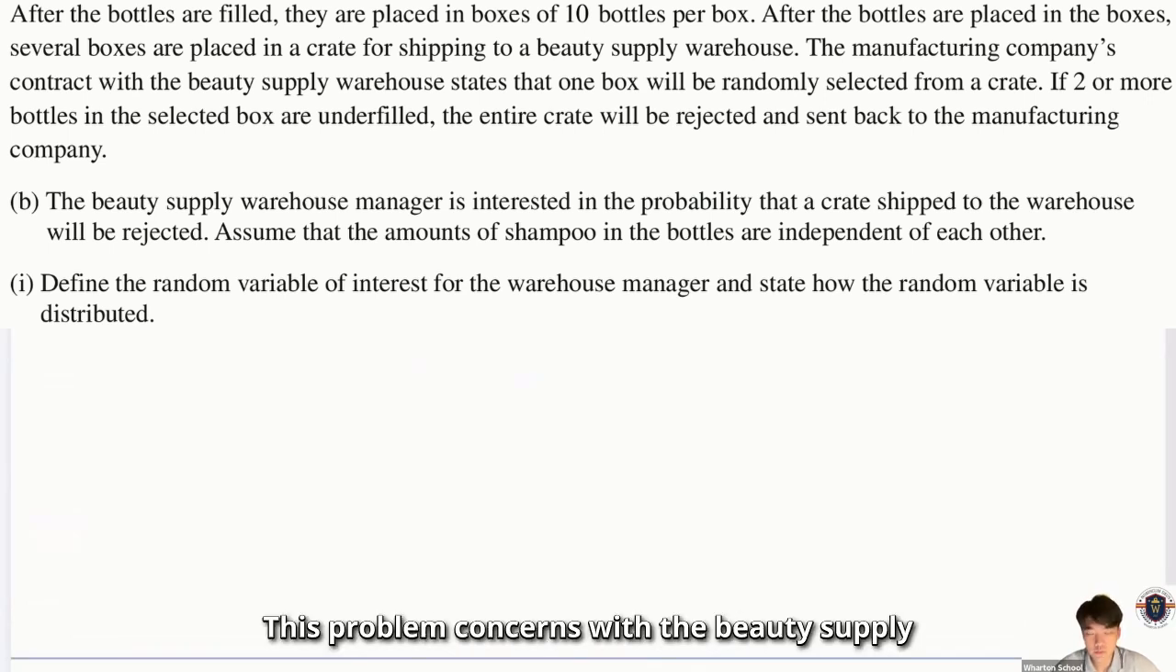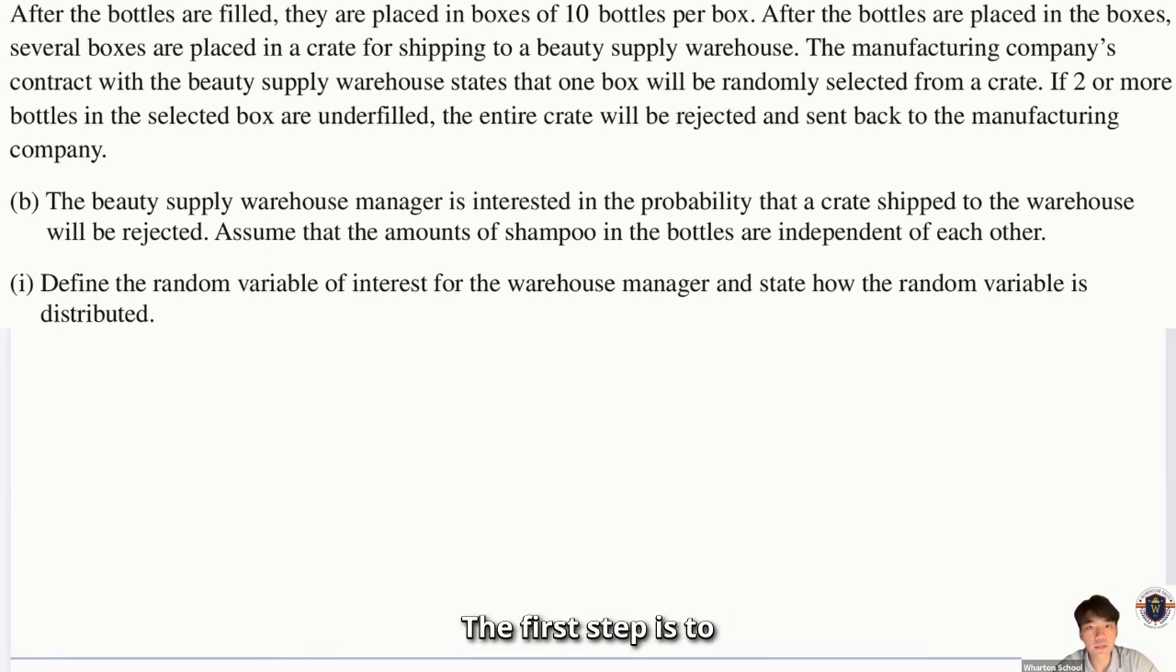This problem concerns a warehouse manager who is interested in the probability that a crate will be rejected. Here's the scenario. After filling, the bottles are placed in boxes, each containing 10 bottles. If 2 or more bottles randomly selected from a box are underfilled, the whole crate will be rejected.